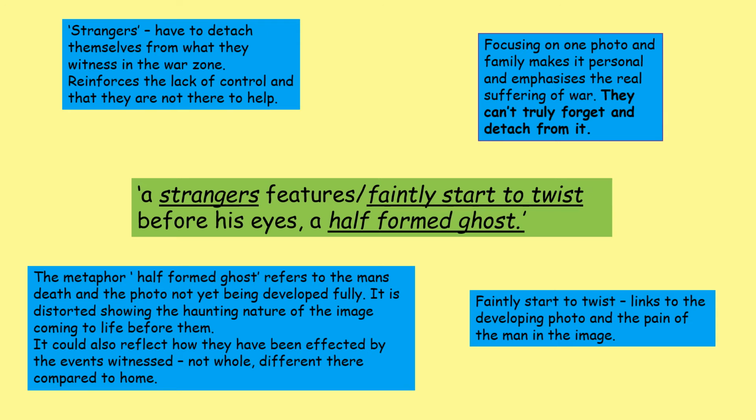Then you've got faintly starts to twist. That links to the developing photo and the pain of the man in the image. So the twisting of agony of the man as he was photographed dying, but also the faintly starting to twist of the image actually physically forming in front of him. So these are just some of the things you could have picked out for this particular quotation.